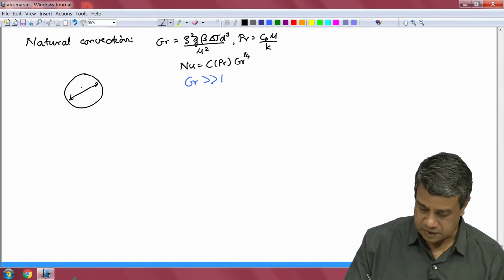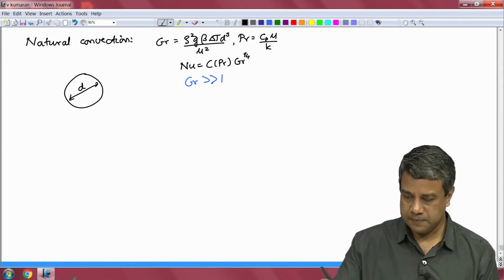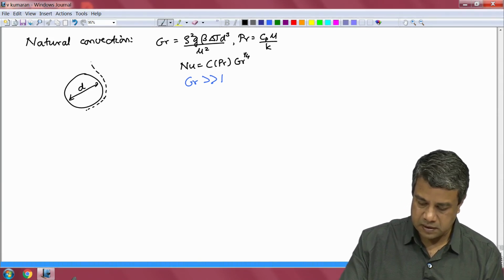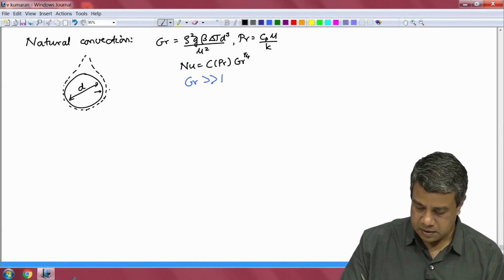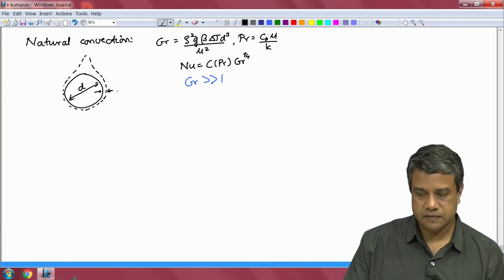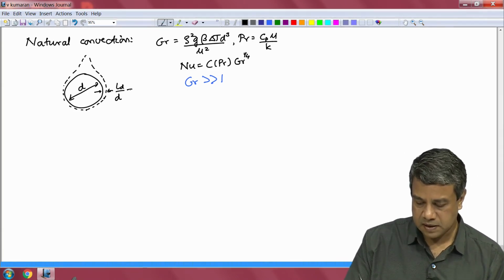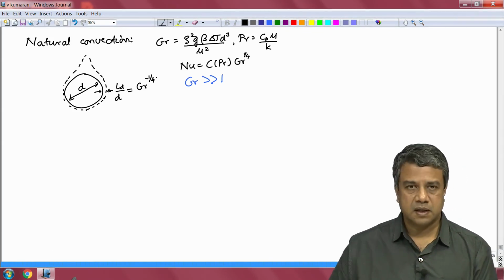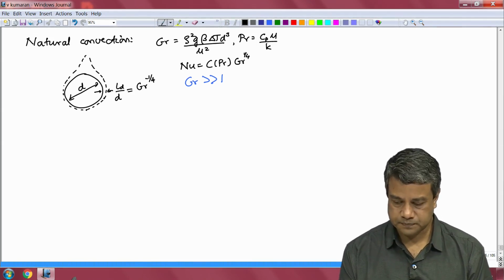In this case, if d is the characteristic diameter of the object, the temperature disturbance is restricted to a thin region around the object in the limit of high Grashof number, where the thickness of this region, the diffusion length divided by the characteristic dimension, is equal to Grashof number power minus 1/4. That is the thickness of this region for natural convection at high Grashof number.